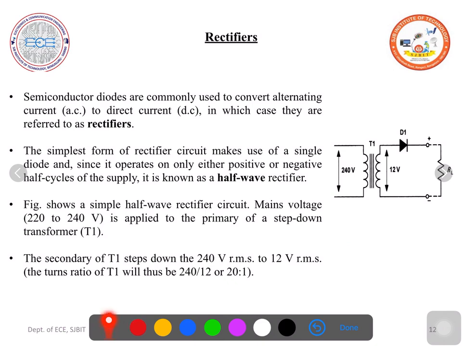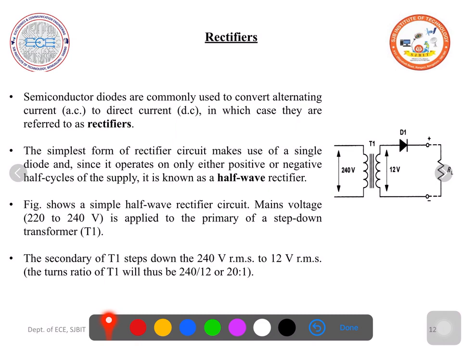The simple form of rectifier circuit makes use of a single diode, and it operates on only either positive or negative half cycles of the supply. If you connect the semiconductor diode in this fashion, it operates only in the positive half cycle. If you reverse the terminals of this diode, it operates in the negative half cycle. So this diode operates only in the positive half cycle. It converts only the positive half cycles of the input to the pulsated DC, so the name half wave rectifier. Only one half cycle of the input waveform is rectified, so the name half wave rectifier.